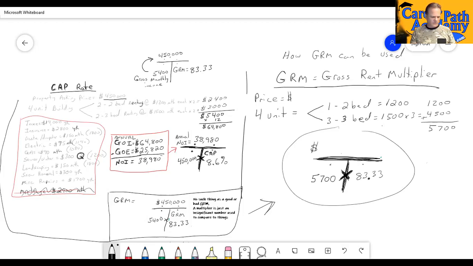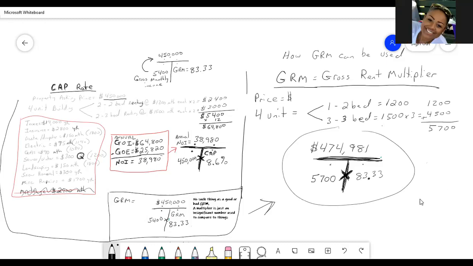475. Close. If you're going to go exactly, it's 474,981. Oh, I forgot to use the rate. Yeah. 475. It's not a hard problem, is it? Hell, this one you don't need to know expenses. All you need to know is the monthly income.